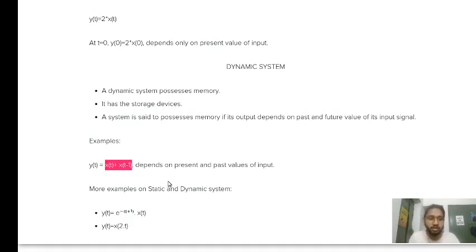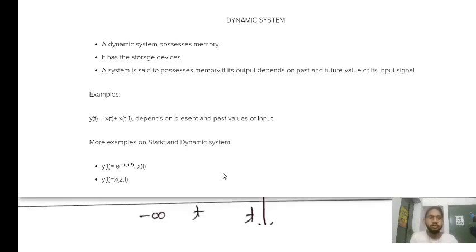This time let's take t equals 2. So y of 2 equals x of 2 plus x of 1. In the first term, y of t equals x of 2, it depends on the present value of input. But in the second term, x of 1, it depends on the past value of input. So it depends on the present value of input as well as the past value of input. So this is a dynamic system because it has to store the past value of input, right?